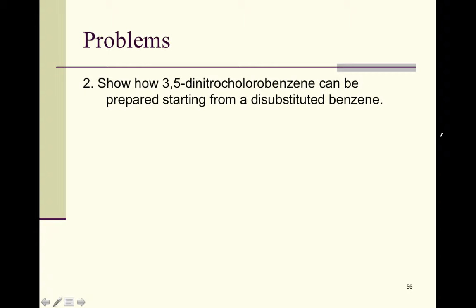Show how 3,5-dinitrochlorobenzene can be prepared starting from a disubstituted benzene. So for this problem, write the product. We already have the product named, and then you need to find, based on directive influence and activators and deactivators, which would be the best disubstituted reactant to start off with to get our trisubstituted. Go ahead and write out your reaction, pause the video, and come back and see what you have.